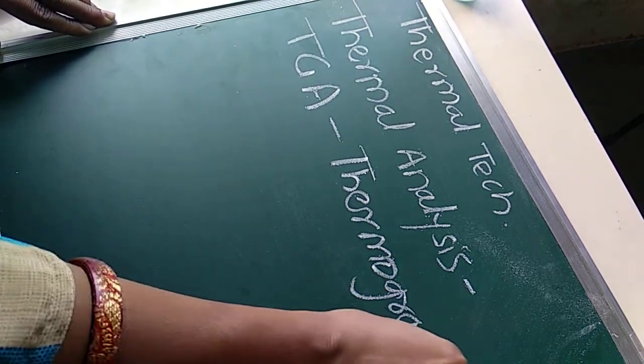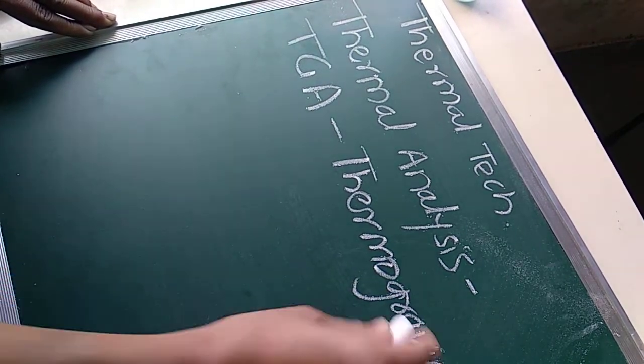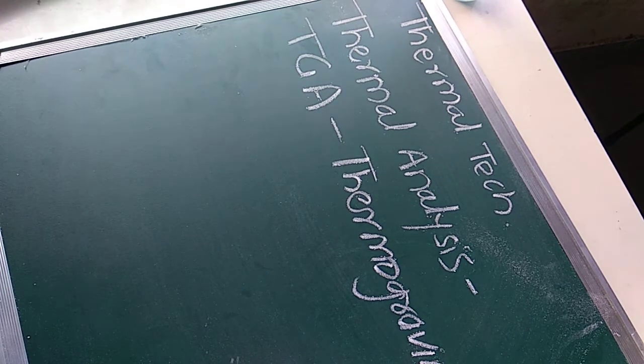TGA, thermogravimetry analysis, is the technique in which the mass of the sample is recorded as a function of temperature or time, and the phenomenon is used for qualitative as well as quantitative analysis. In TGA, only solid substances can be analyzed.